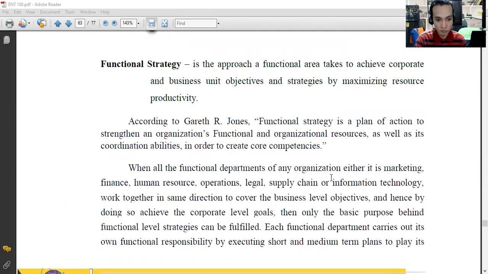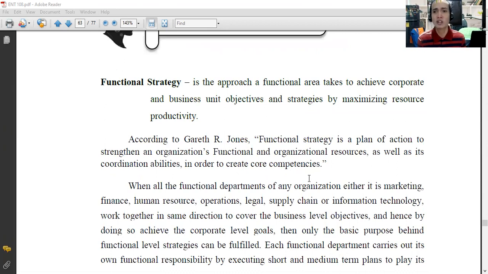So first and foremost, what is a functional strategy all about? When we say functional strategy, it is the approach a functional area takes to achieve corporate and business unit objectives and strategies by maximizing resource productivity. In other words, it's a strategy on a specific business function.